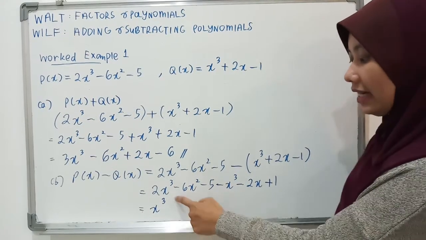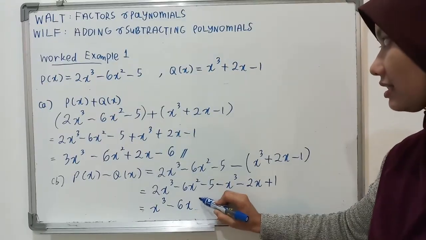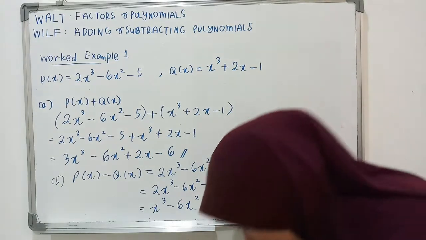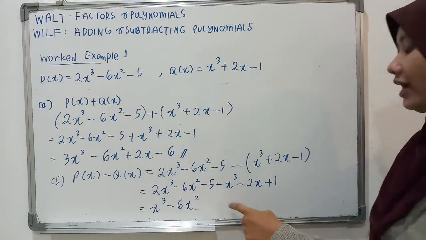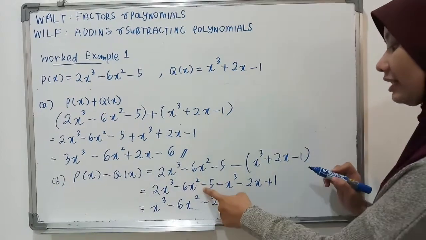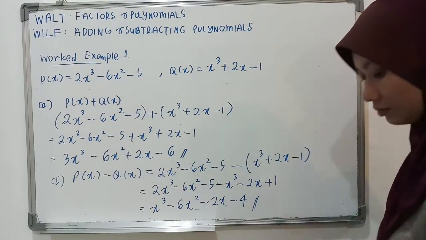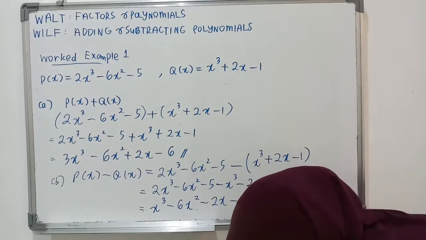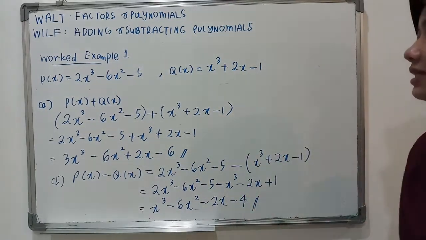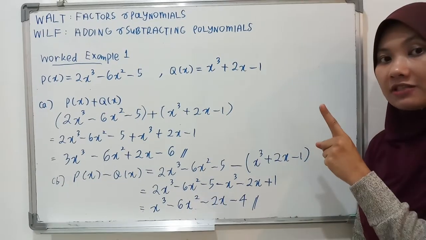Okay, so now let's move to this one. Negative 6x squared, just copy again. Negative 6x squared. Okay, and then we have negative 2x, negative 2x, and then negative 5 plus 1, negative 4. Can I check my answer? Okay, that's x cubed minus 6x squared plus 2x minus 4. Okay, done. So this is for the first video.